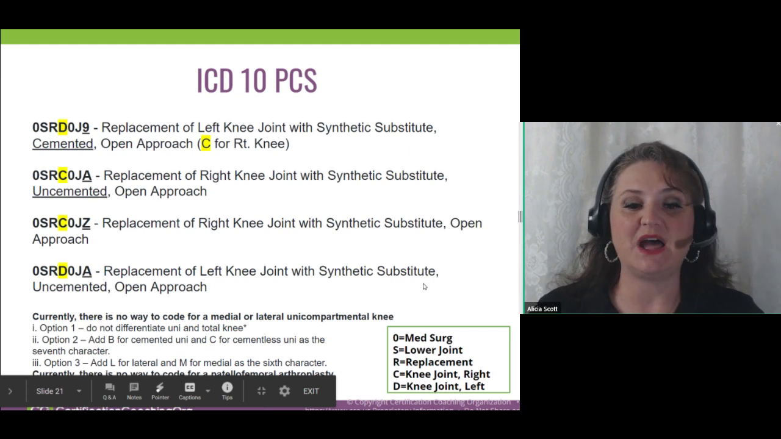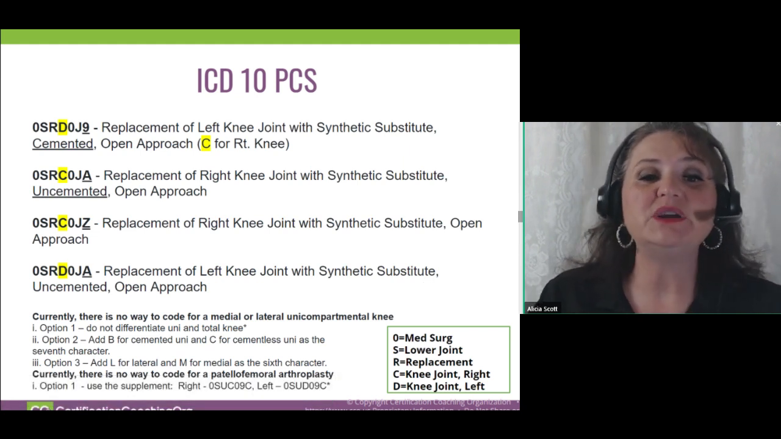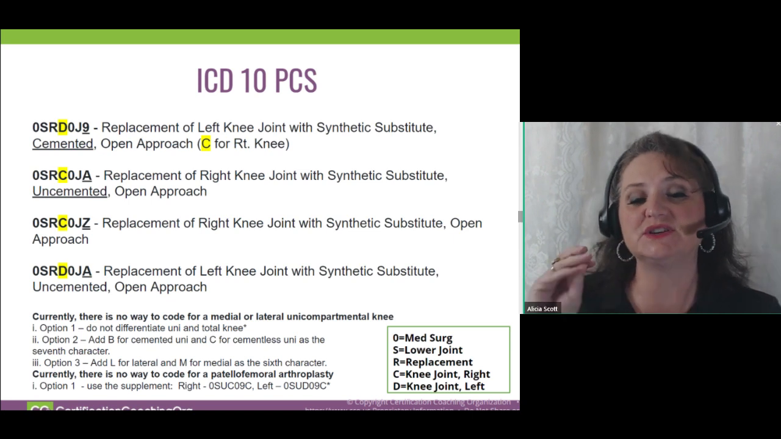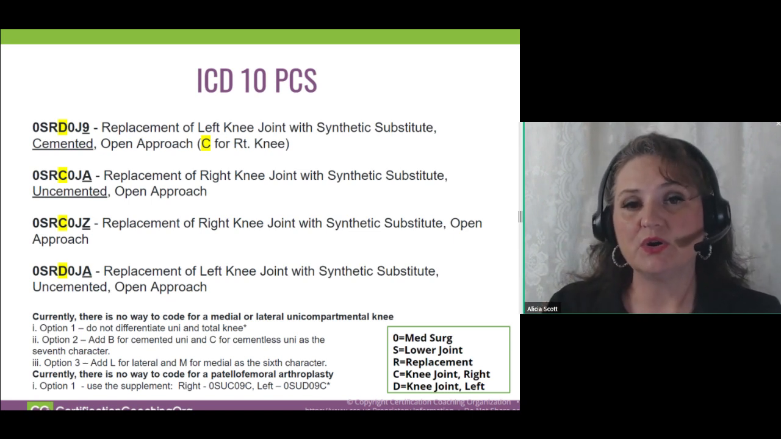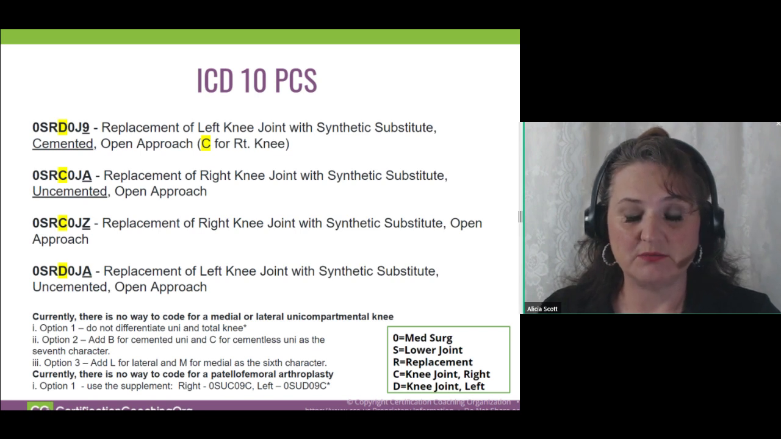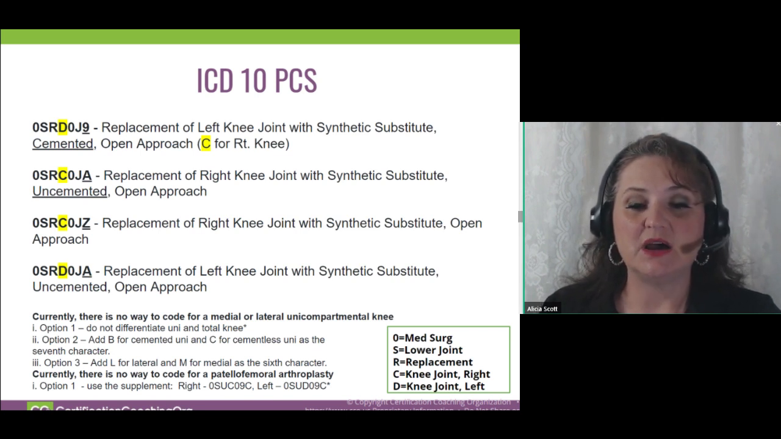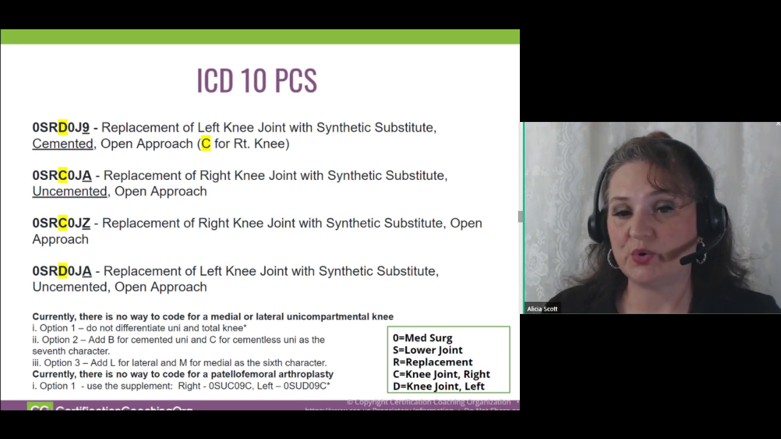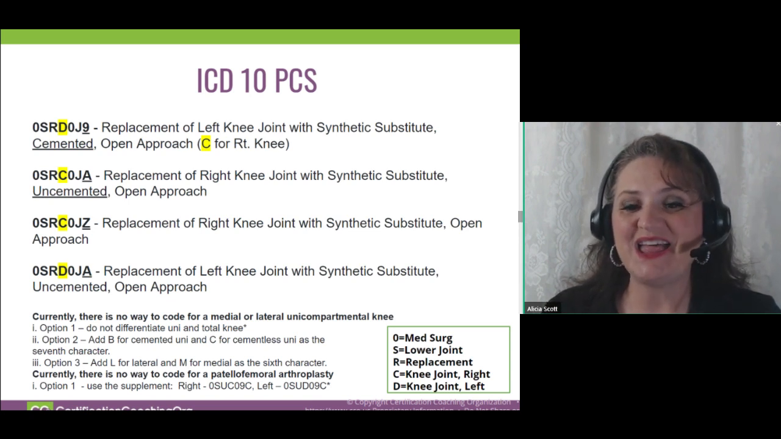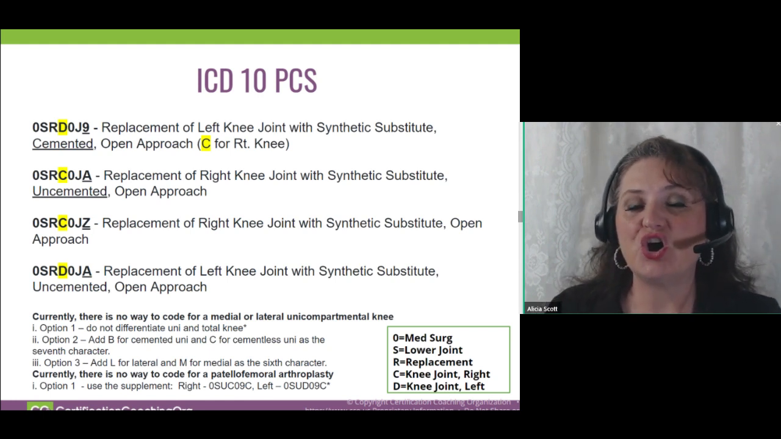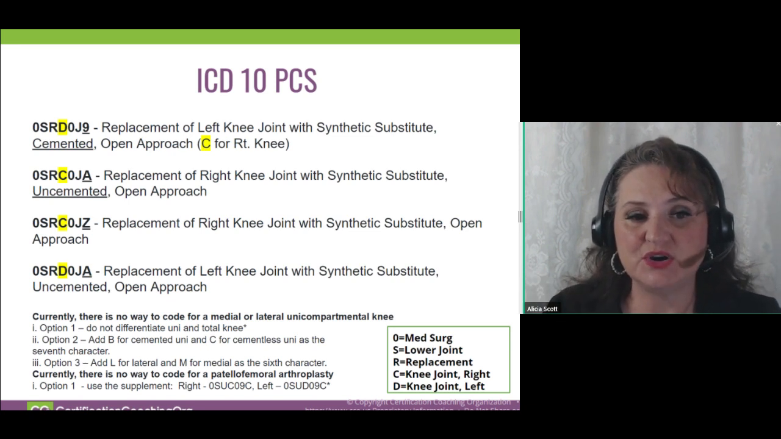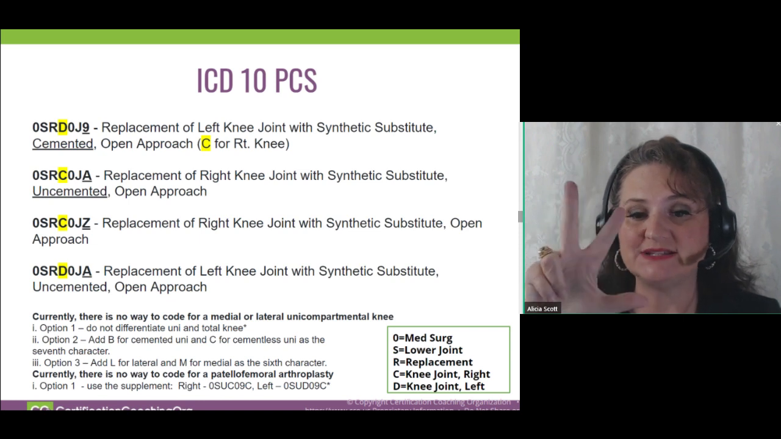We don't talk about them enough, and I love the PCS codes. First, let's look at the little green box down in the corner. We know we're going to be doing med surg. That's an O because we're doing a surgery. And this is where lower joint, that would be an S. So then they want to know what you're doing. You're replacing something, so it's an OSR. All of these, you notice, are OSR codes. Every one of them, because it's med surg, lower joint, and you're replacing something.